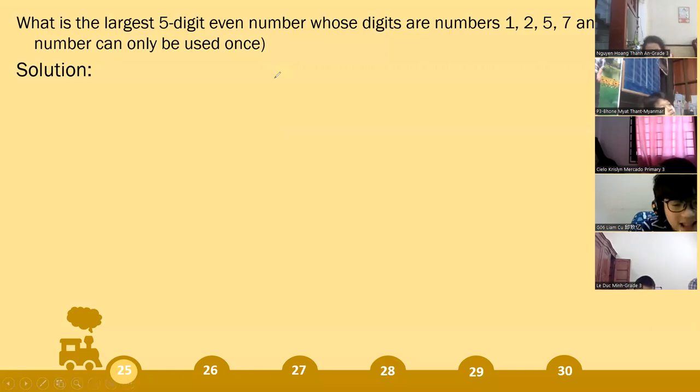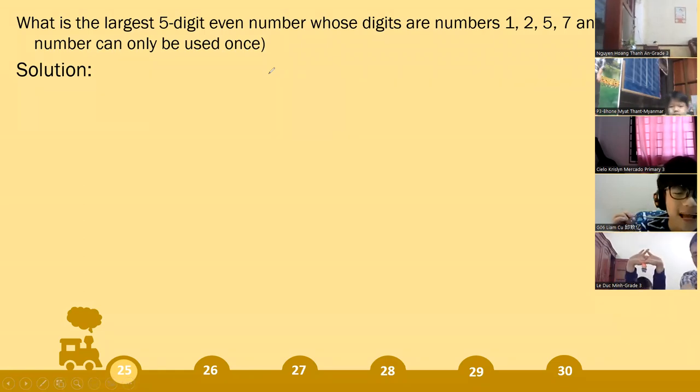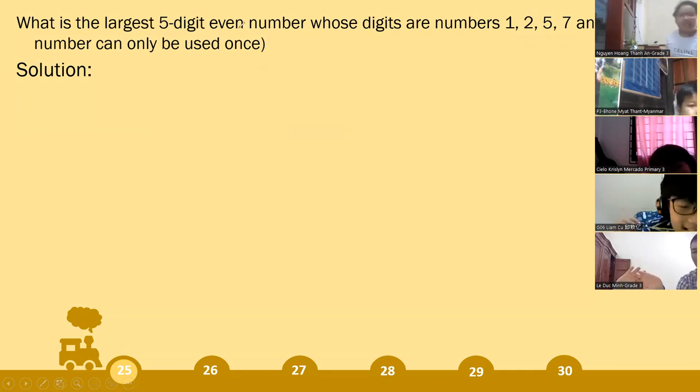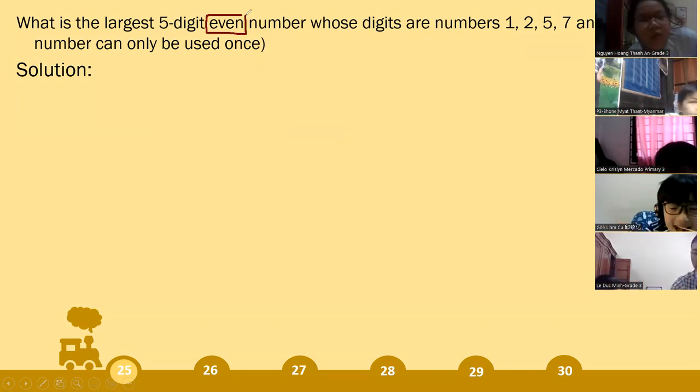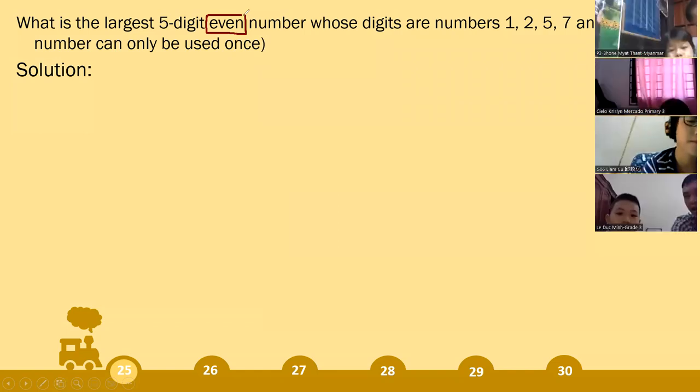So we are asked to find the largest five-digit even number whose digits are 1, 2, 5, 7, and 9. Each number can only be used once. Since you are asked to find an even number, not odd, you need... Don't test my patience, please.